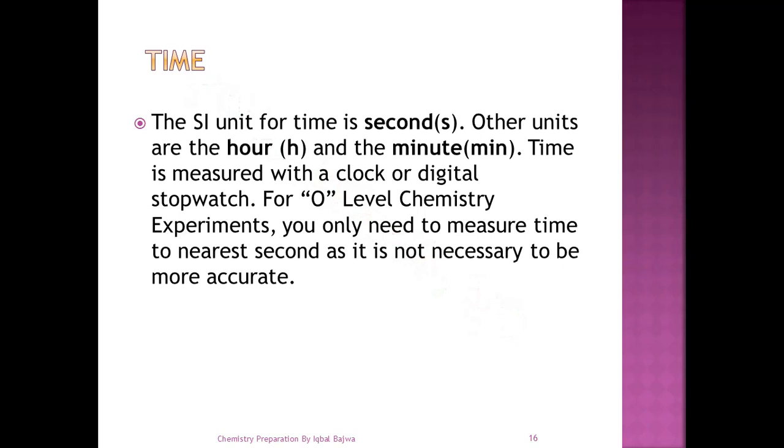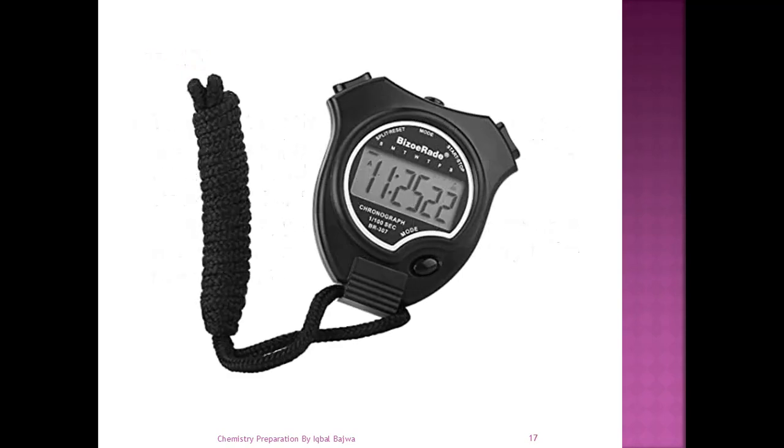Time. The SI unit for time is the second, capital S. Other units we use are the hour, small h, and the minute. Time is measured with a clock or digital stopwatch. For O-level chemistry experiments, you only need to measure time to the nearest second, as it is not necessary to be more accurate. So this is the stopwatch with the help of which we can measure time.